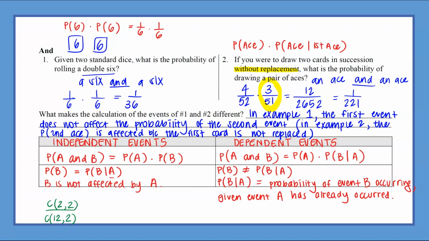For the second example, if I am to draw 2 cards in succession without replacement, the probability of drawing a pair of aces. Well, I know that there are 52 cards in a standard deck, and of the 52, how many different ways can I select 2 cards? That would be the total. In my numerator, for the pair of aces that I have, that means that I have 4 total aces in my deck. How many different ways am I able to select 2 of them? So my question is, can we solve these using a combination?